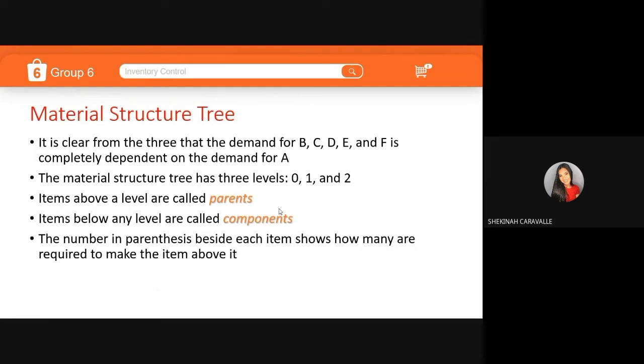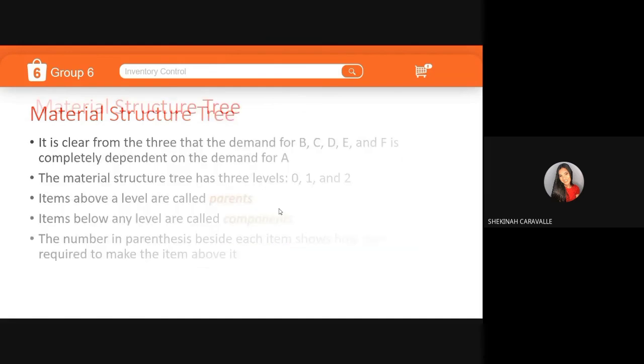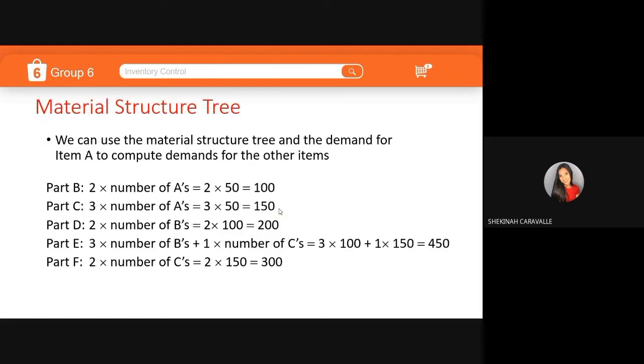It is clear from the tree that the demand for B, C, D, E, and F is completely dependent on the demand for A. The material structure tree has 3 levels: 0, 1, and 2. Items above a level are called parents. Items below any level are called components. The number in parentheses beside each item shows how many are required to make the item above it. We can use the material structure tree and the demand for item A to compute demands for the other items.